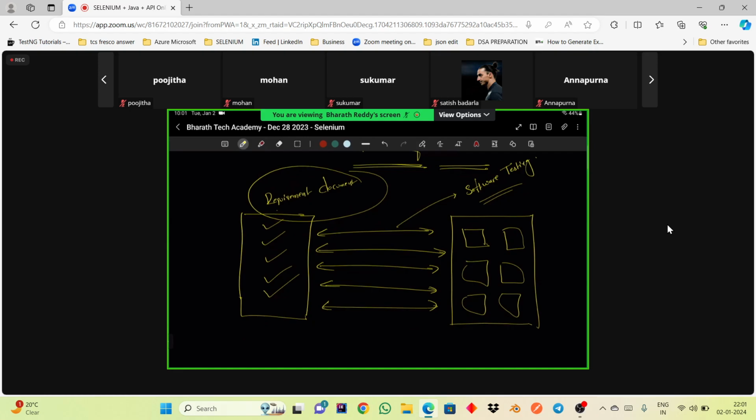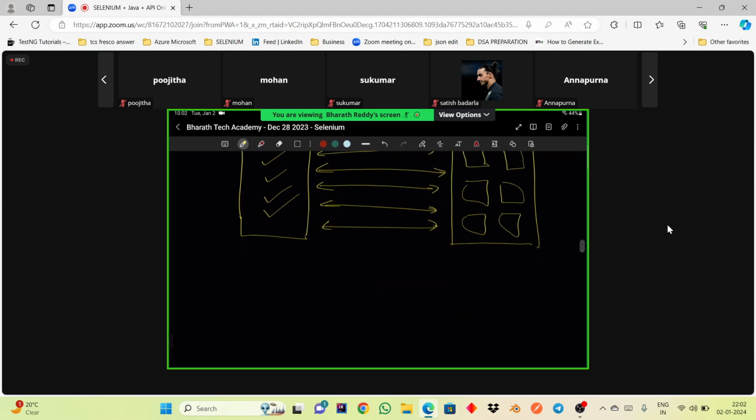Whoever developed this application, are they going to perform it, or will separate team members perform the software testing process? The answer is definitely not the person who created this product. We are going to always maintain separate testing team members.